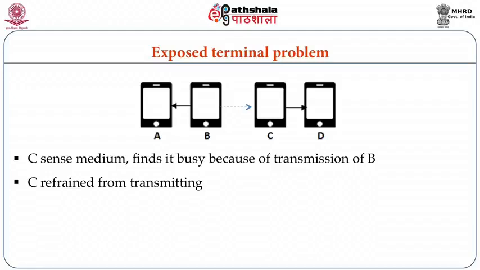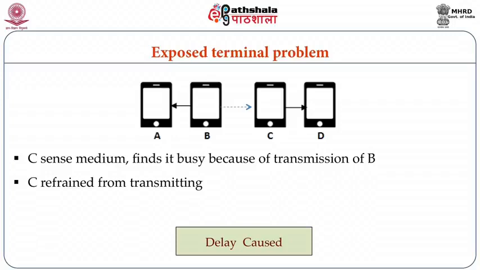B is transmitting to A, which is sensed by C, and when it wants to transmit to D, it is unnecessarily finding the medium to be busy and it is waiting for it to be free. It is refrained from transmitting. So this is the situation where unnecessarily C is waiting and the delay is caused. This problem is known as the exposed terminal problem. So due to these two problems, we have seen that CSMA/CD has failed.